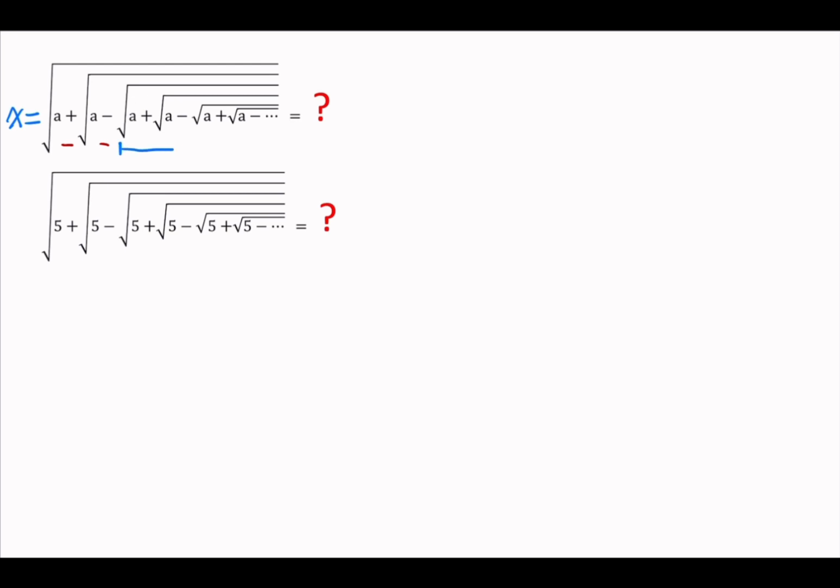So we need to go one more further, go to the third square root, and then look at this number again. It still contains unlimited square root a plus and then a minus going to infinity. So it is actually still an x. So we can write this equation as x equals square root a plus square root a minus x. And we know x is greater than 0.